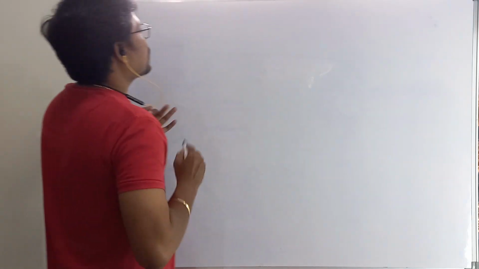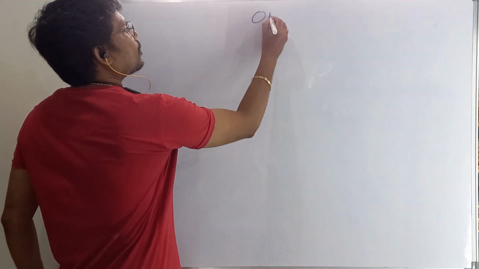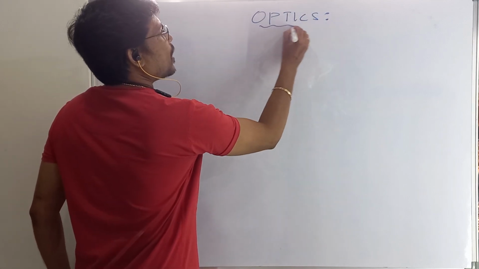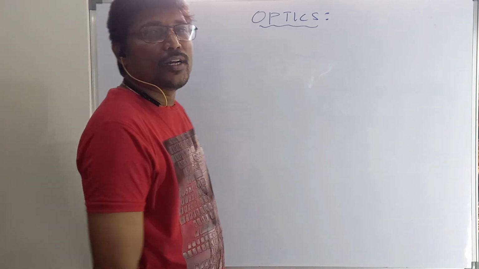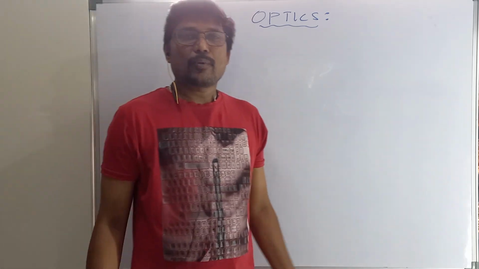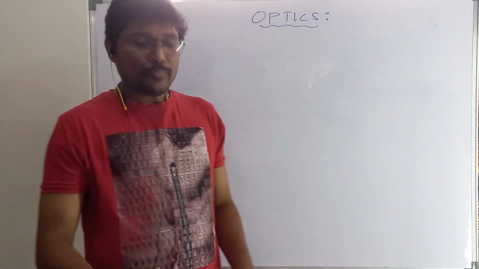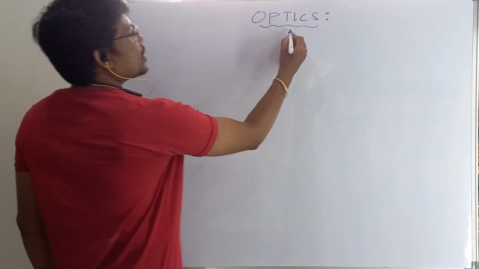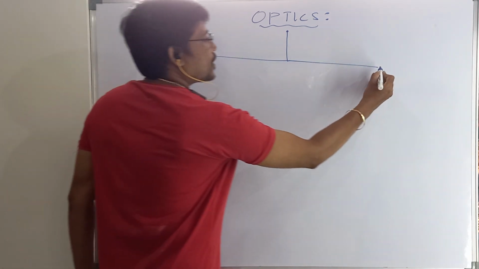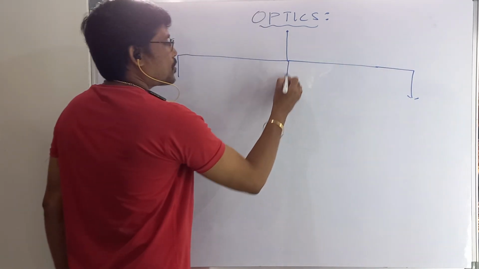Now see, what is optics? Simple. Optics is the study of the nature of light and the propagation and the direction of propagation of the light. Optics is mainly classified into three types.